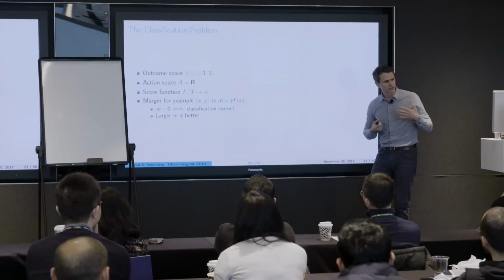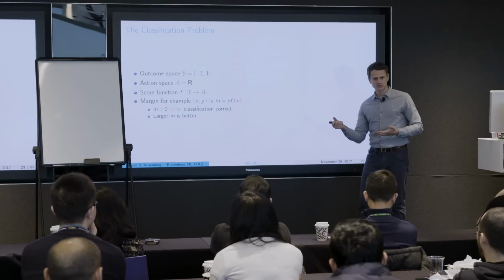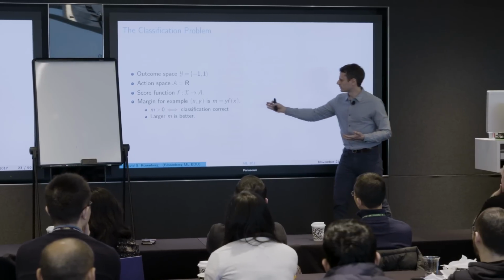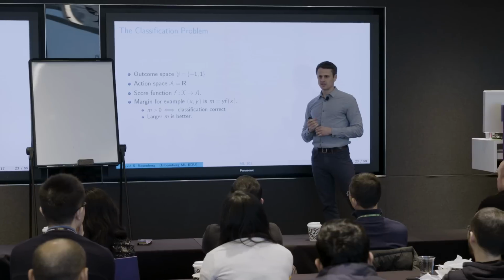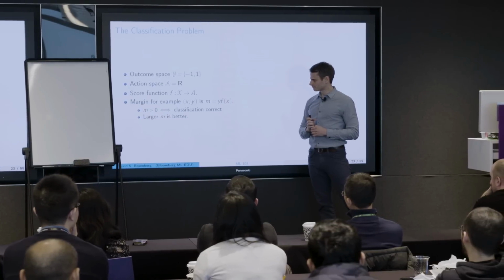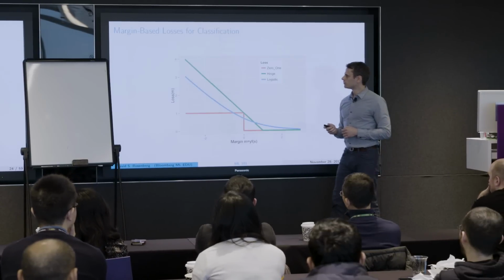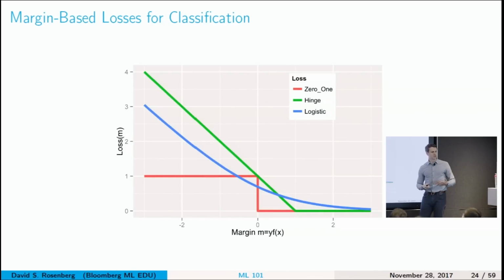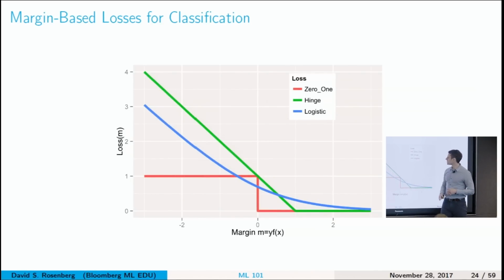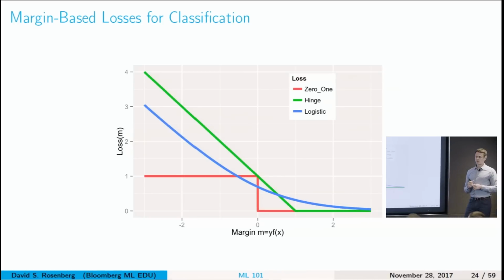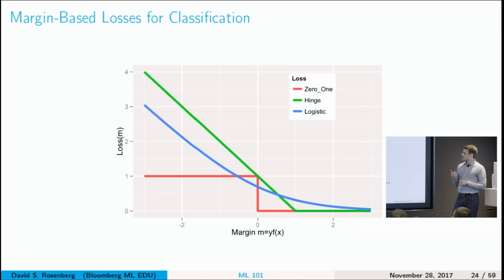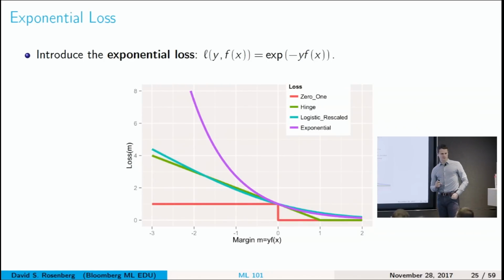So if you're doing a correct prediction, your margin is positive. And we want large margin in these models. All right, and so we described some loss functions, margin-based loss functions. We had the hinge loss and the logistic loss and the 0-1 loss, all based on the margin. And to get Adaboost, we introduced a new loss function called the exponential loss.